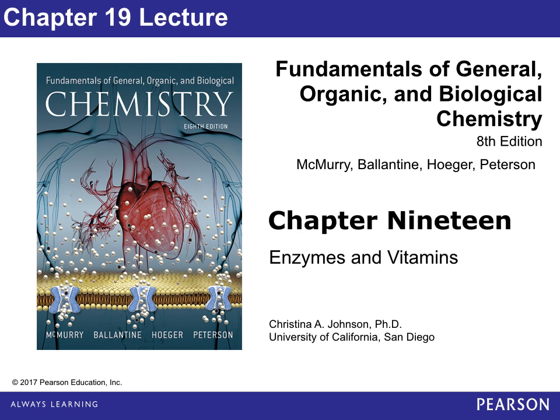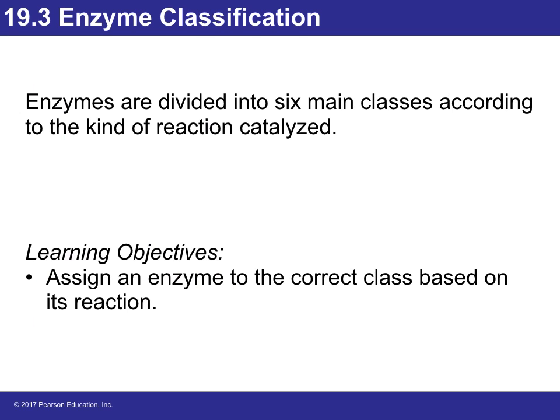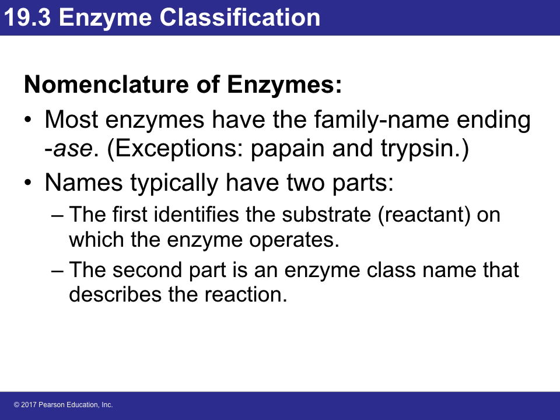This is the second part for chapter 19, and we're going to look at the 6 main classes that exist for enzymes, and those depend on the kind of reaction that is catalyzed. So you need to be able to assign an enzyme to the correct class based on its reaction. So how do we name them?